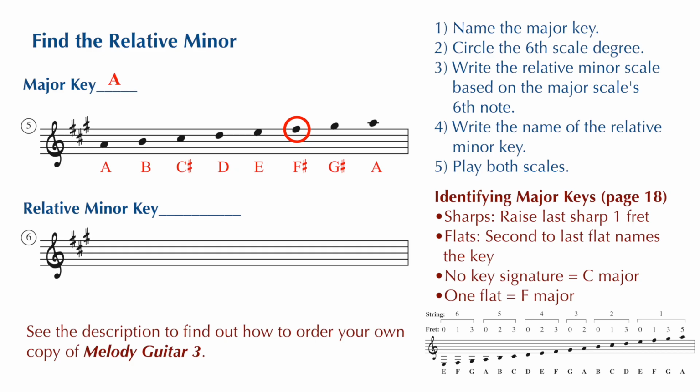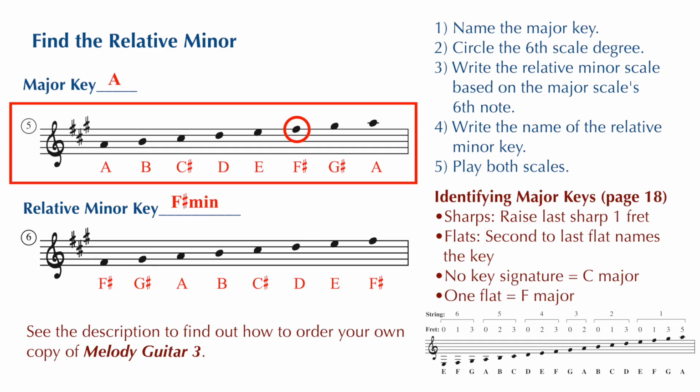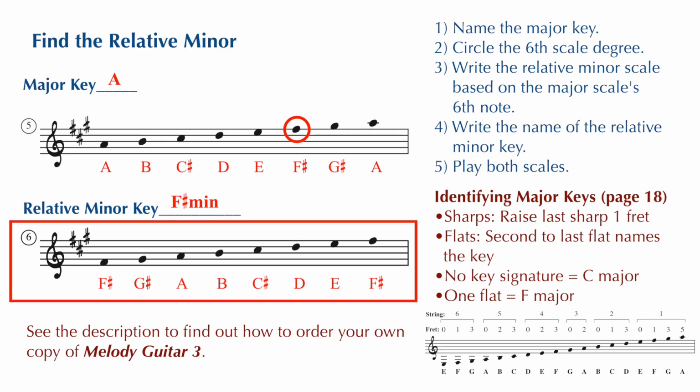Write an F sharp in the staff right below that A major scale, and then write the rest of the scale. After that, write the name of the relative minor key to the left of the staff you just filled in. That, of course, will be F sharp minor. And then play the A major scale and its relative minor, the F sharp minor.